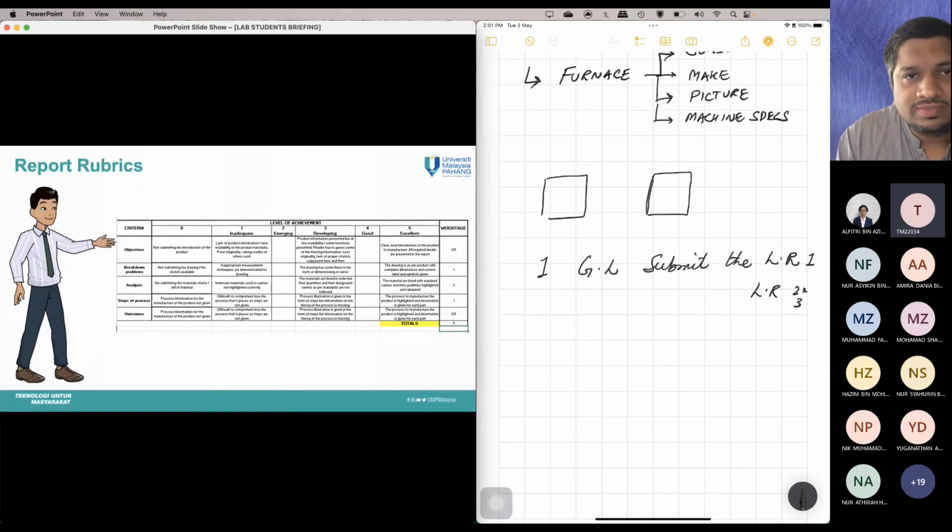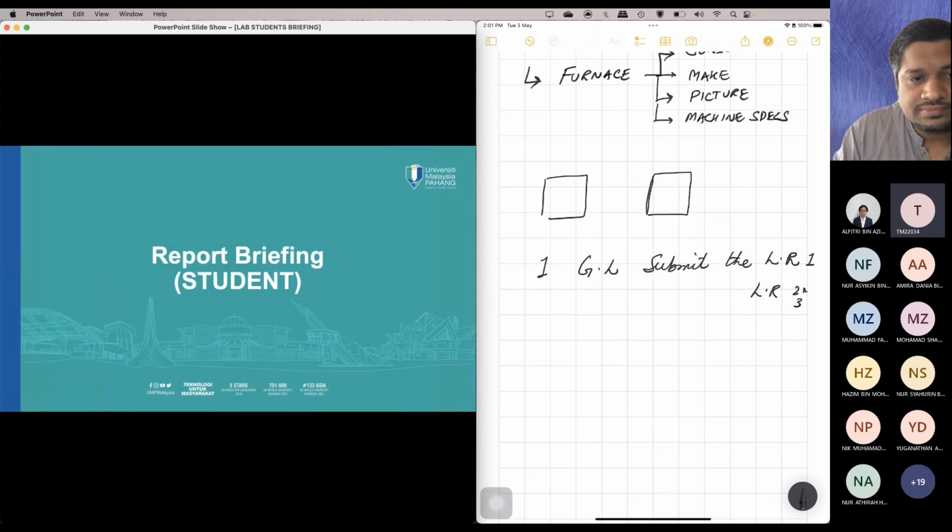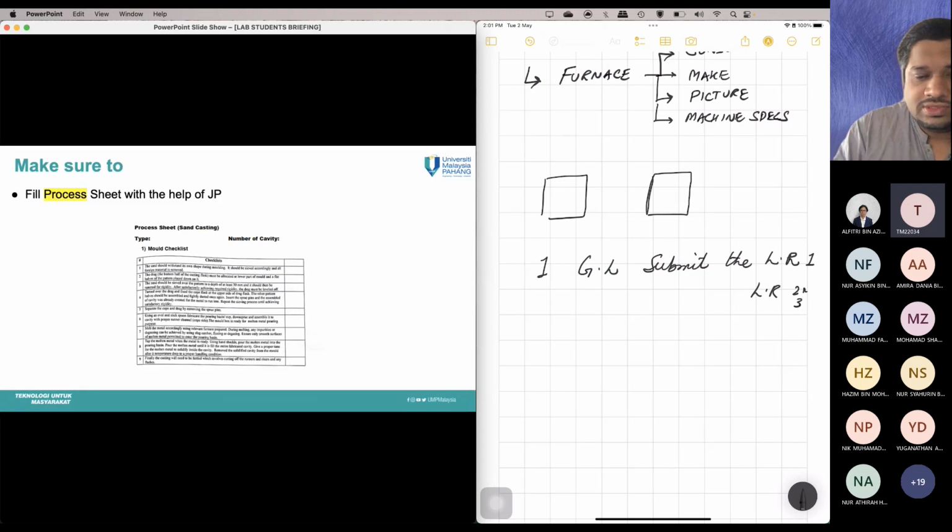How are we going to check your report? We are going to check your report based on the lab sheet which has been provided, and then we are going to check whether you have mentioned the objectives, you have broken down the problems, you have done the analysis, you have done the steps of the process, and you have given the final product outcomes, etc. So I'm going to give you an example of all of these steps: objective, breakdown, analysis, steps, and outcomes in the next slides. So, yeah, we move on.